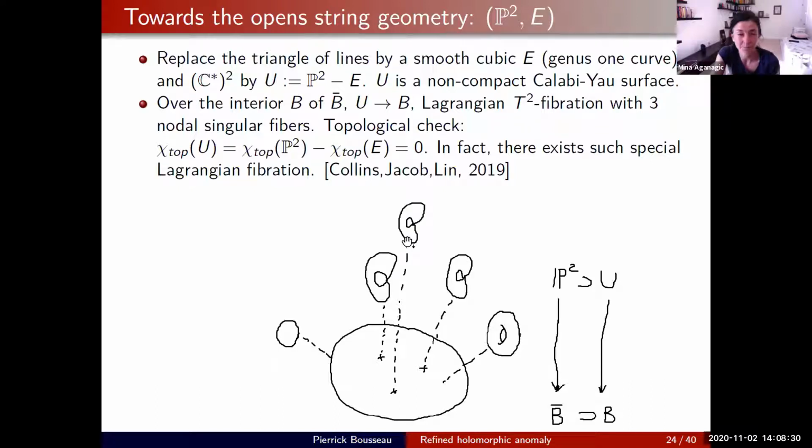Sorry, I didn't understand. We know local P2 is some sort of compactification of C star squared by the 3 lines that correspond to the edges of the triangle. Yeah, that's right. Okay, so what are we doing now? So I prefer to view it the other way. The previous picture views C star squared as a complement of the union of 3 lines in P2. Now I consider a new geometry U, which is a complement of a smooth cubic in P2. And a smooth cubic is an elliptic curve. Yes, a smooth cubic is an elliptic curve.